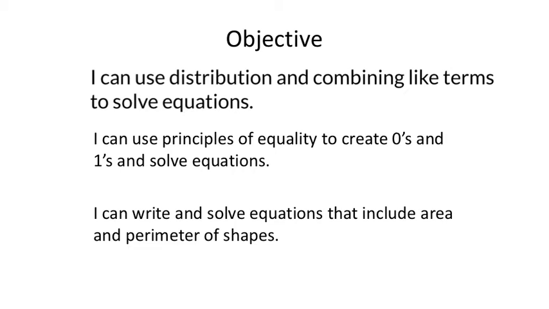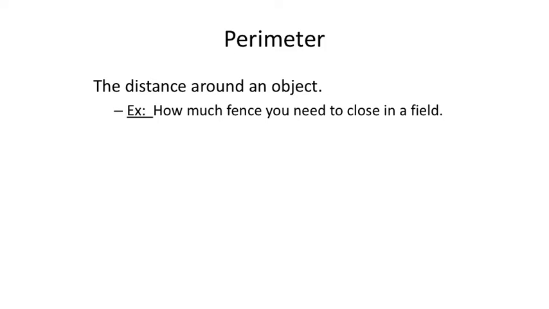Again, these first two ones aren't new. This third one really isn't new either, because you have seen perimeter of shapes, but today's lesson is more of a review of that kind of stuff that you've seen. So the perimeter of a shape is the distance around an object, which is kind of like how much fence you would need to close in a field or some kind of shape. Okay, because it goes all the way around the very edge of the shape.